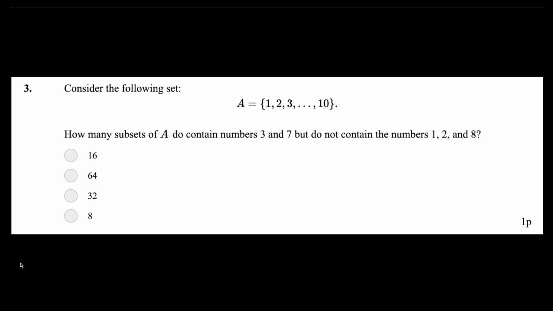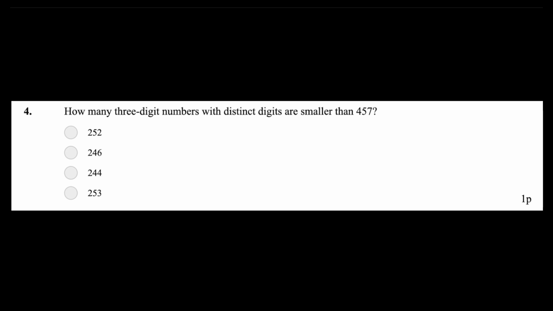Is that clear? Okay, so now let us go to the next problem, number 4. This is a better question. I don't know how many of you could solve this problem. So how many 3-digit numbers with distinct digits are smaller than 457? Okay, so if you haven't worked on the problem, you can start working on it and I will have time to erase the board, okay? So try to think about the problem yourself now.